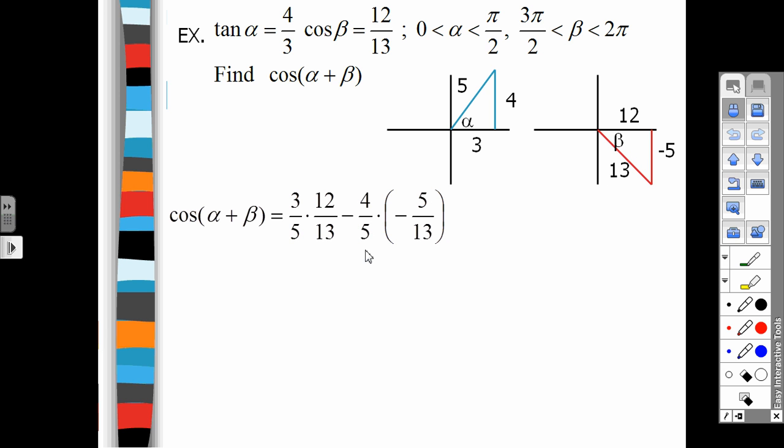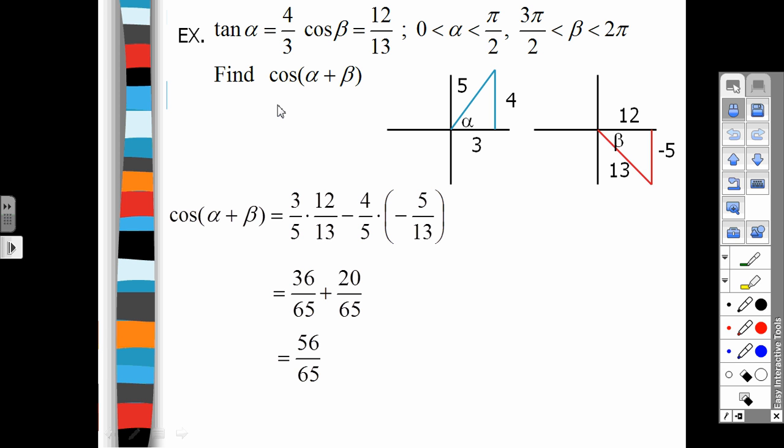And now we just simplify this. Okay, so we multiply it out, we get 36 over 65 plus 20 over 65. Add it together, we get 56 over 65. And we were able to do that all without a calculator and without even needing to know what alpha and beta are.